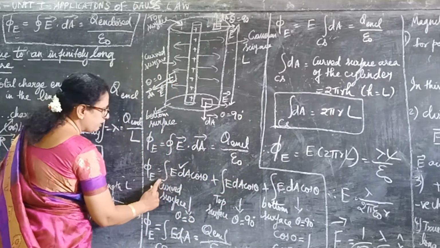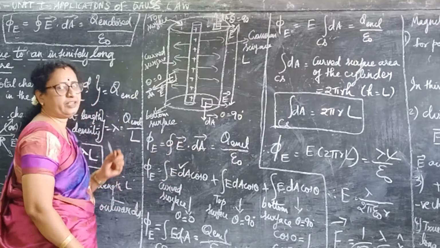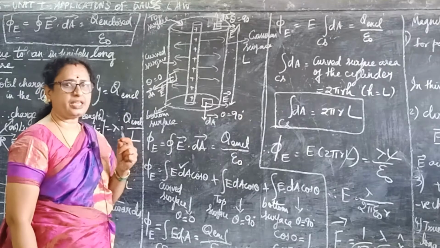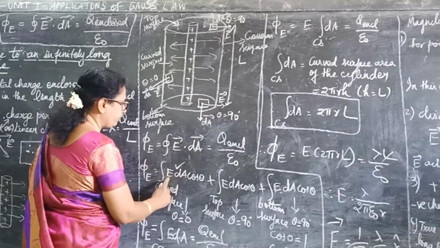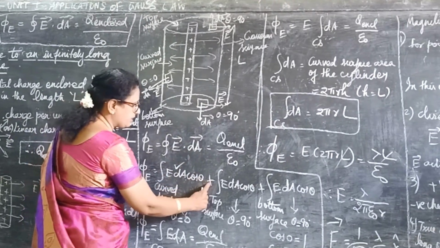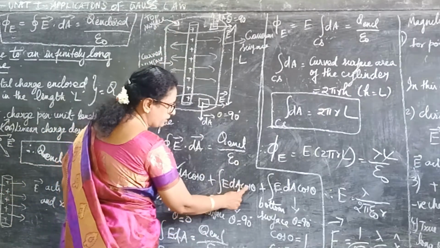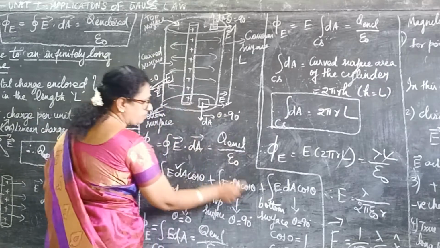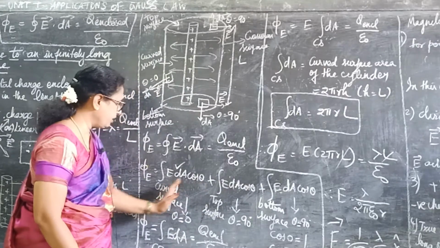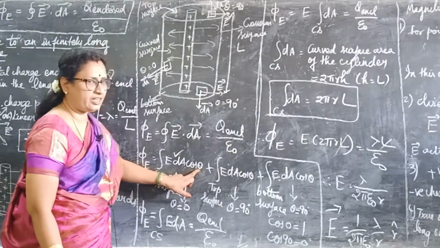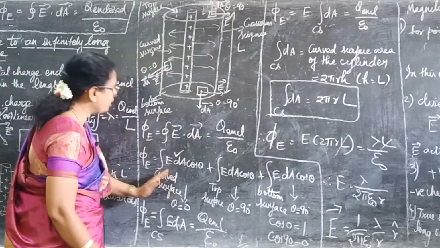One is integral for curved surface E vector dot dA vector. A vector dot B vector is equal to AB cos theta, that we know. The same thing we are applying here. E vector dot dA vector is E dA cos theta, plus another surface, the top surface: integral top surface E dA cos theta, plus integral bottom surface E dA cos theta. So, for all three surfaces, we want to find theta, which is the angle between E and dA. So, first let us find it for the curved surface.